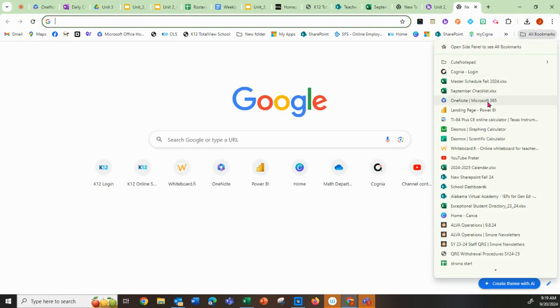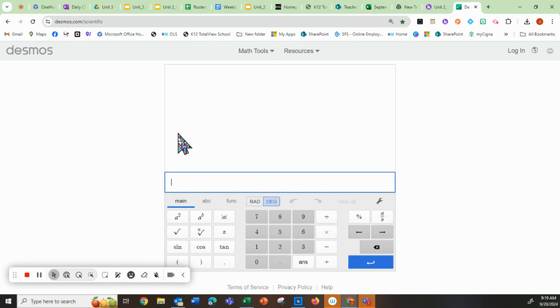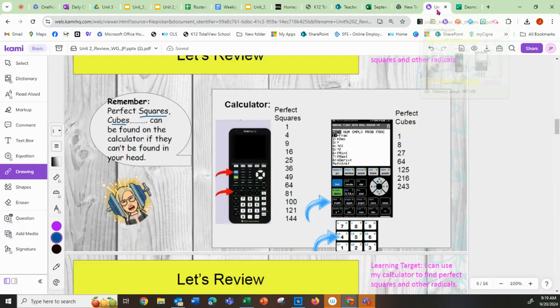There may be times in today's lesson that I use my Desmos Scientific Calculator. This is a free calculator that you can Google and save to your toolbar. So if you were doing something like 2 cubed, you would do 2, use this key to get to your exponent, and then do 3. So 8 would be a perfect cube. If you did 5 cubed, I always do that all the time, type over something, 5 to the third is 125, so 125 would be a perfect cube, and so forth.